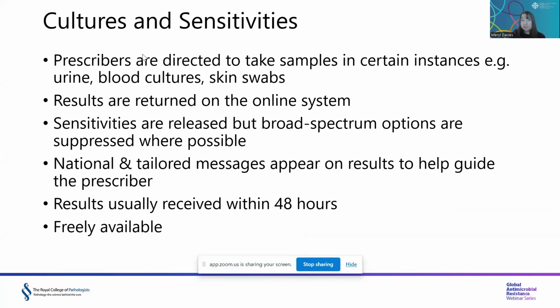We have access to cultural sensitivities in the United Kingdom. Prescribers are directed to take samples in certain instances, for example, urine or blood cultures, and results are returned on an online system. Sensitivities are released, but within Wales, broad spectrum options are suppressed where possible. And within Wales, we have national and tailored messages appearing on the results to help guide the prescriber on what they should be using for that specific infections. And the results are usually received within 48 hours and are freely available.